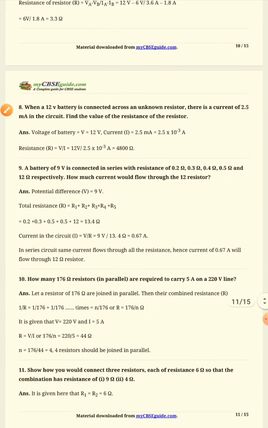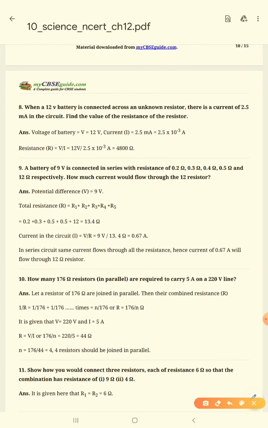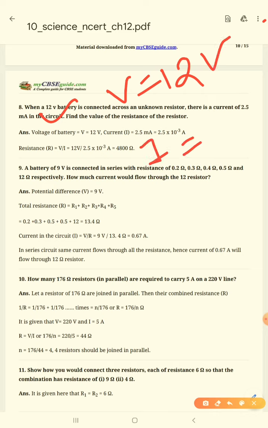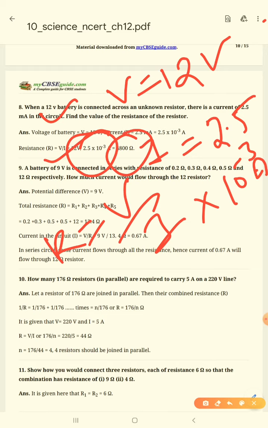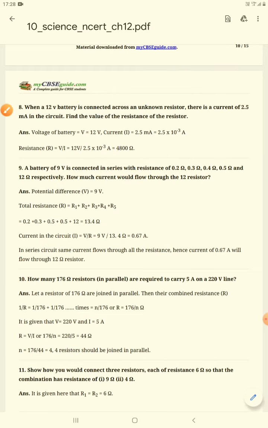Now the next question, question number 8. When a 12 volt battery is connected across an unknown resistor, there is a current of this. Find the value of resistance of the resistor. No problem here. V is given, that is 12 volt. I is given, that is 2.5 milliampere. It is in milliampere, it should be in ampere: 2.5 into 10 to the power minus 3 ampere. We have to find R, so directly we use R equal to V upon I. We will put in the values and get our answer. No problem in it.